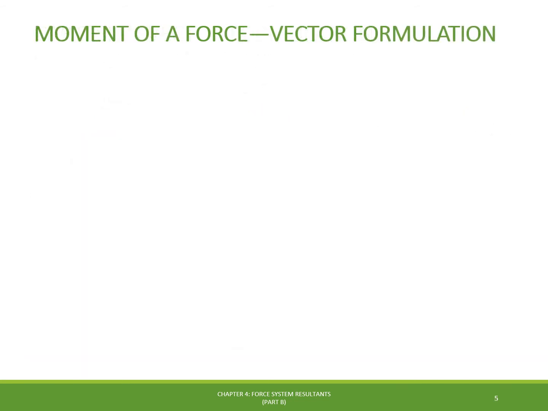Now that we've got enough mathematical background on the cross product between two vectors, let's transfer these concepts to the vector formulation of the moment of a force. In general terms, the moment of the force F about the point O is defined as the cross product between the force vector and the position vector directed from O to any point on the line of action of the force.